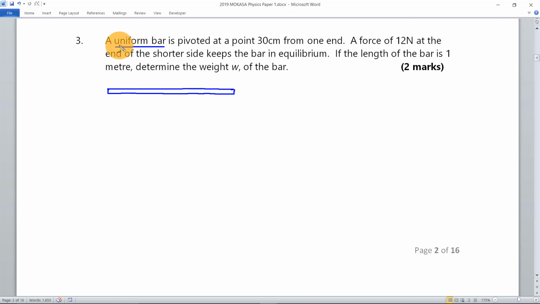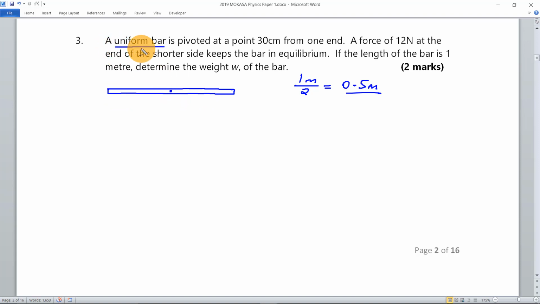Now let's go to this point here. It is a uniform bar. This word here tells us that the position of its center of gravity is at its geometrical center. In other words, if I take 1 meter, I divide it by 2, I will get 0.5 meters. That means that this center of gravity is 0.5 from either end. This is 0.5 and this is 0.5.